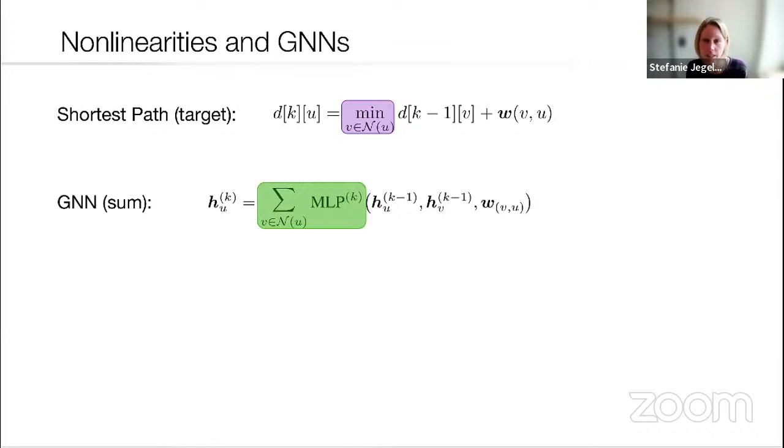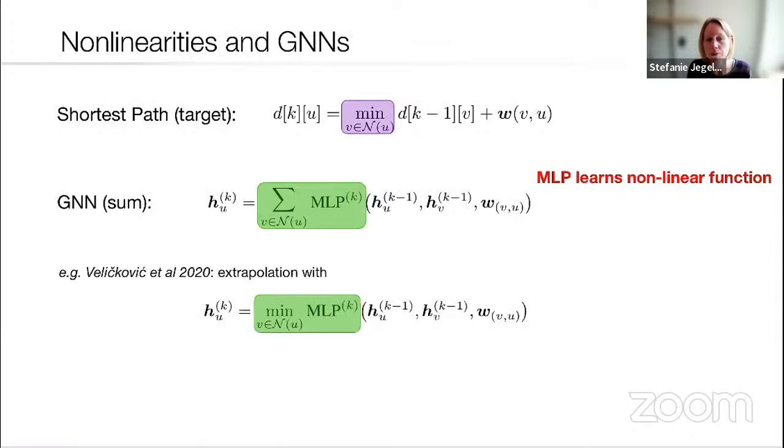So this should work well on your training distribution, but based on what I just said, if you go away from your training distribution, this thing will become a linear function. So this may cause problems. And if you look at the literature, in papers where people actually did successful extrapolation for this task, they did not use a sum in the aggregation function.